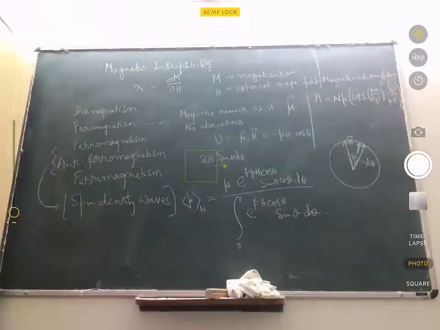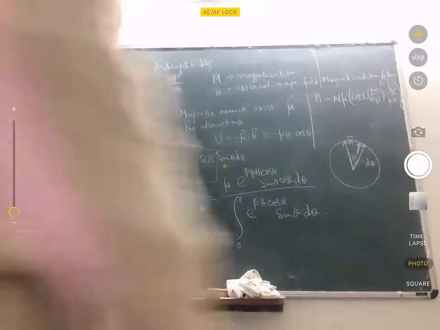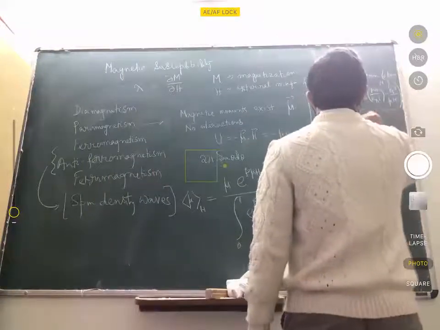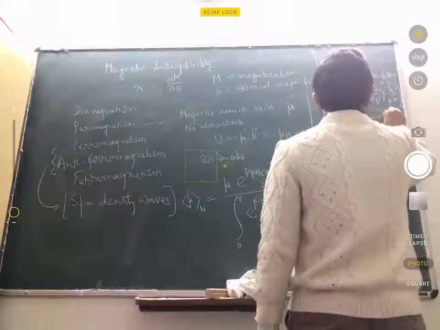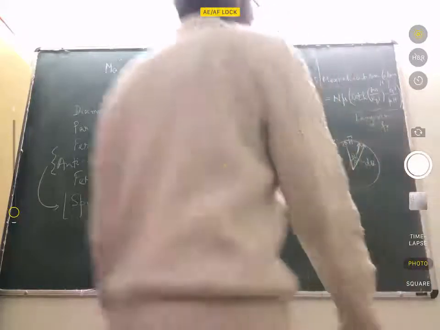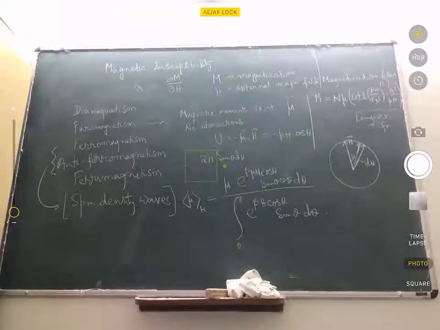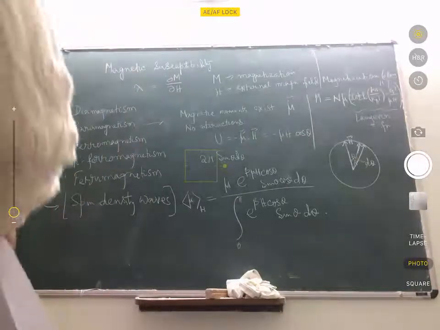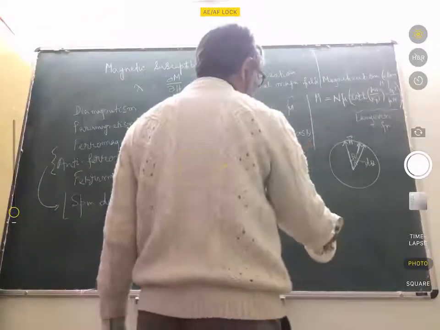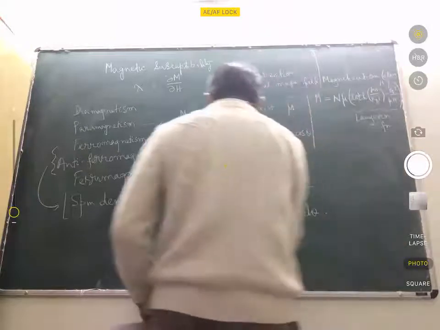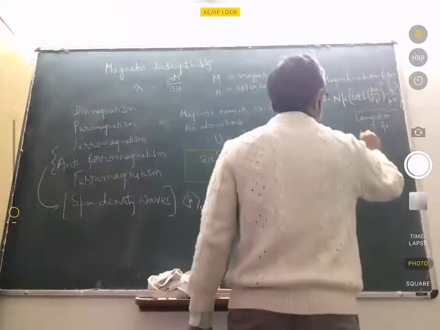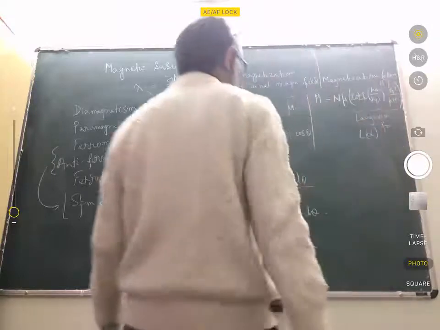Have you ever seen this function before? Oyon, did you come across this function before? Yes. So this has a name. It's called the Langevin function. And let's look at some limits of these. So now I'll erase this. So we'll call this alpha, where alpha is mu H over kB T.